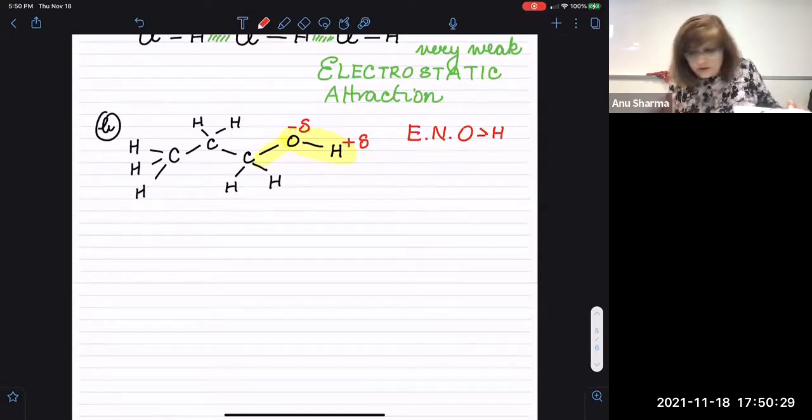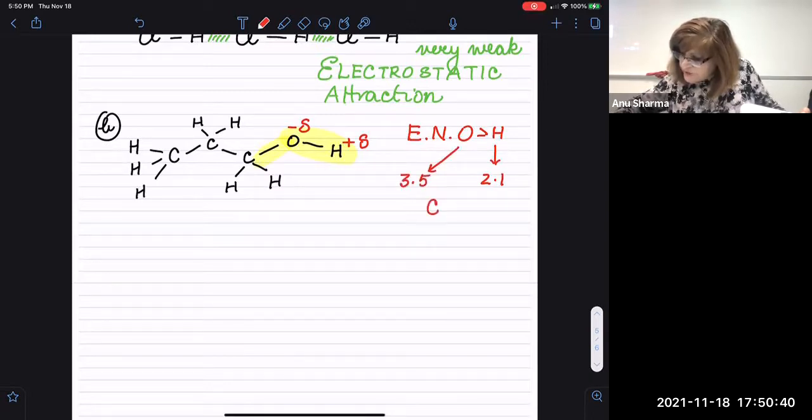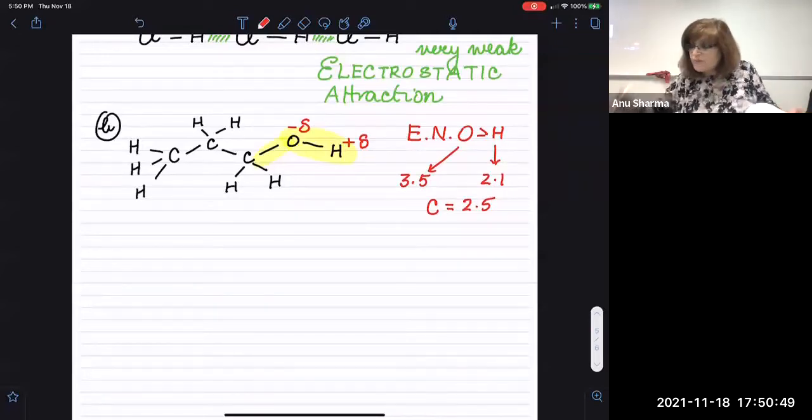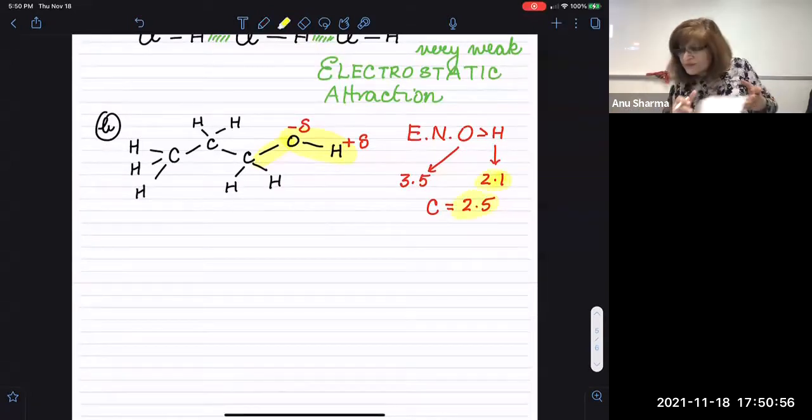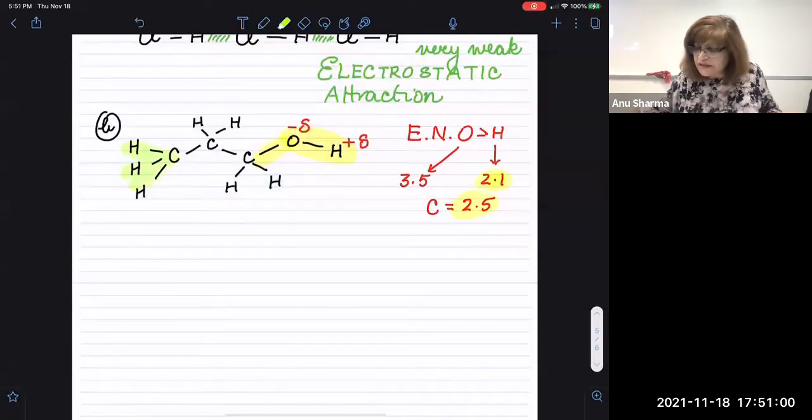Okay, so hydrogen is 2.1, oxygen is 3.5, and the electronegativity of carbon is 2.5. What we see here is that 3.5 and 2.5 is a huge difference, but 2.1 and 2.5 is only 0.4. So it's still non-polar. These are all non-polar.